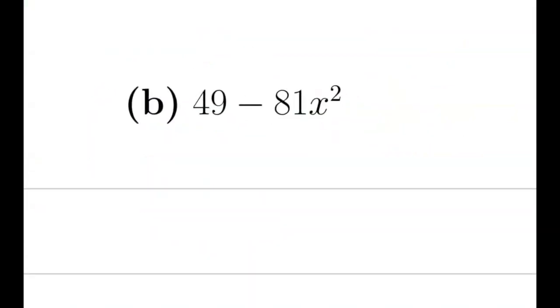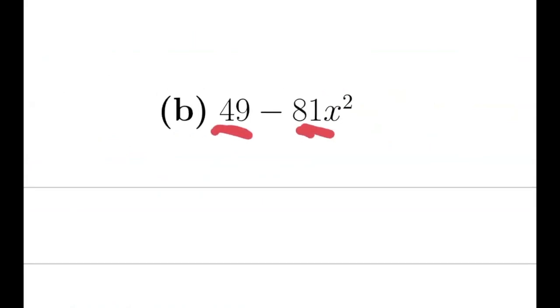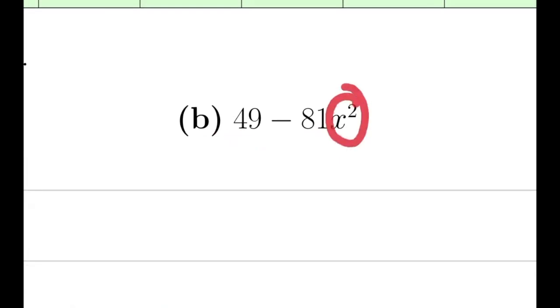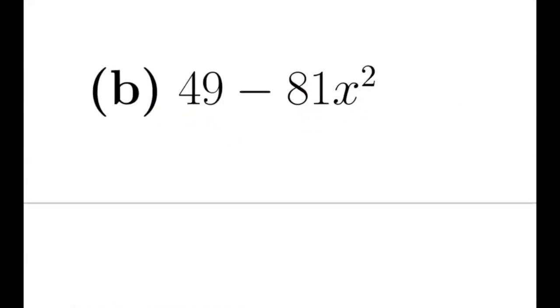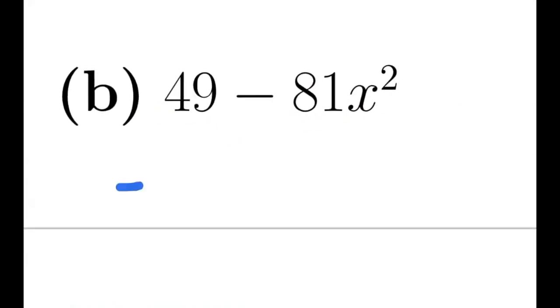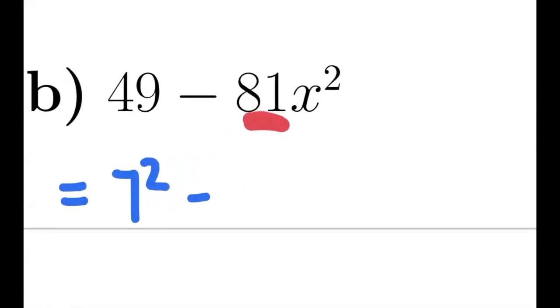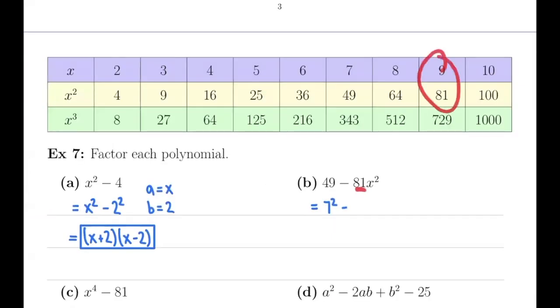What about this right here? What does this look like? Is it difference of squares, difference of cubes, sum of cubes? We got 49 and 81. We got x squared. So would it be a difference of squares again? Yeah, another difference of squares, because we can write this as 7 squared minus 81 is just 9 squared. That's in the table right here.